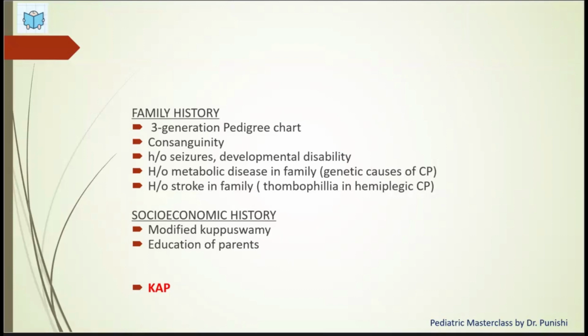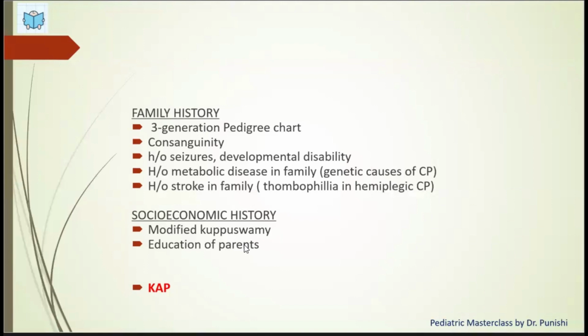Socioeconomic status is again going to be a modified Kuppuswamy based on all those parameters. And very important in a case of CP or any chronic illness is the level of education of the parents and what is KAP? KAP is knowledge, attitude, practice. So what do the parents know about what condition or diagnosis the child has? What is their attitude towards it? How aggressive are they with the kind of therapy that the kid needs?